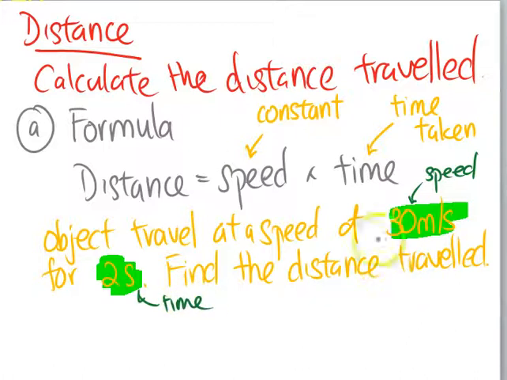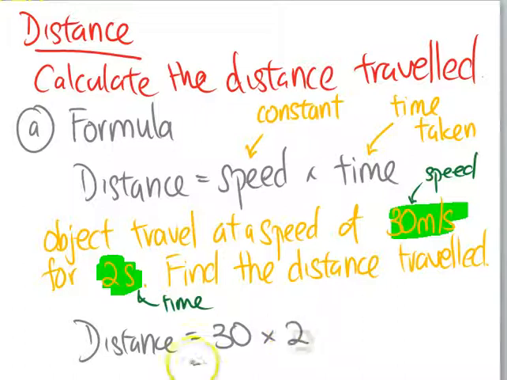When they ask you to calculate the distance traveled, please make sure you always write your working down. So distance is equal to 30 meters per second, because that's the speed, multiplied by the time, which is 2 seconds, equals 60 meters. This is the first way of how we can go about doing distance.